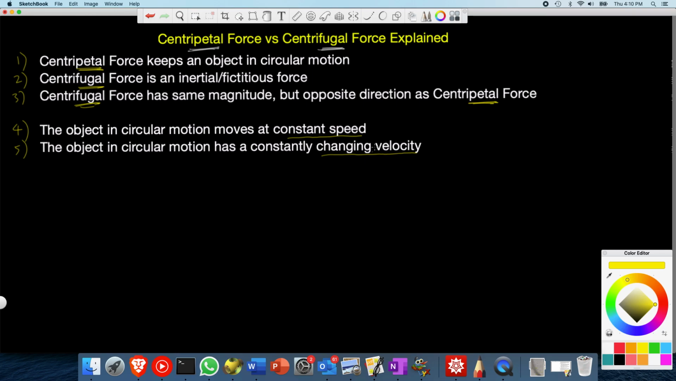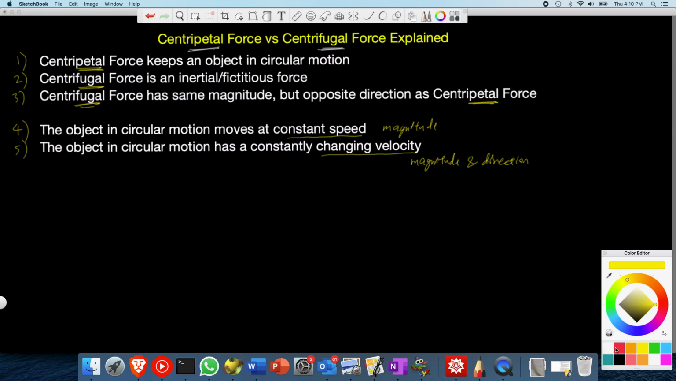Number 4 and 5 might seem to be contradictory, but they are in fact consistent with one another because speed and velocity are different things. Speed is a scalar, whereas velocity is a vector. Velocity has both magnitude and direction, whereas speed only has a magnitude, and it's the magnitude of the velocity.